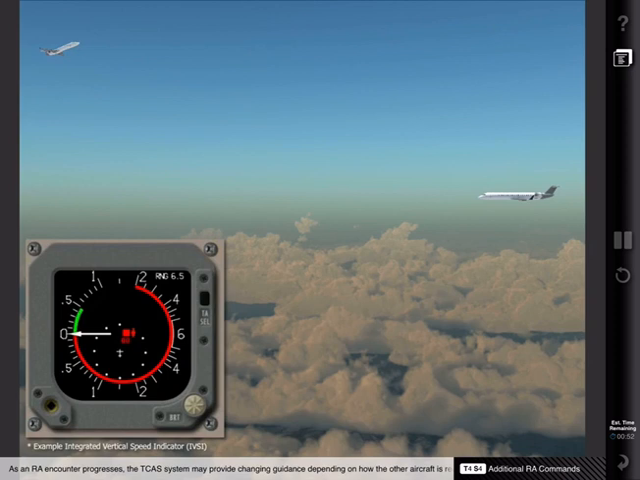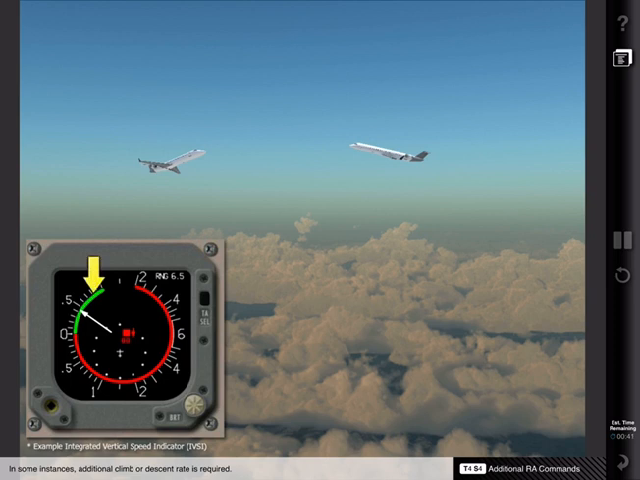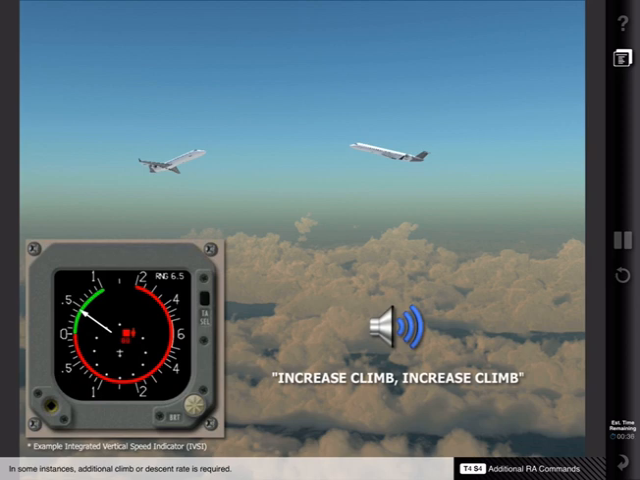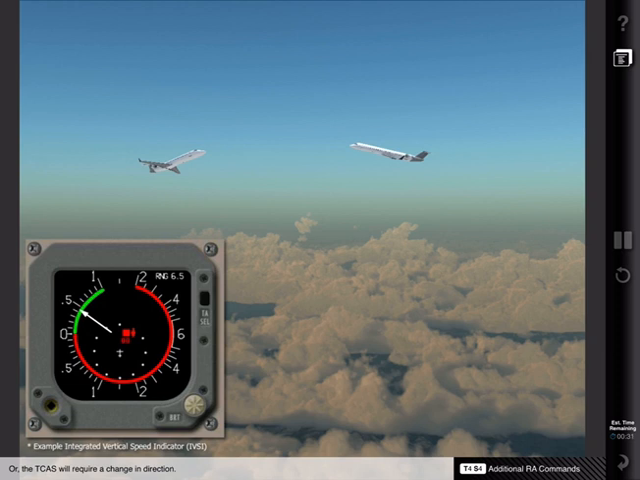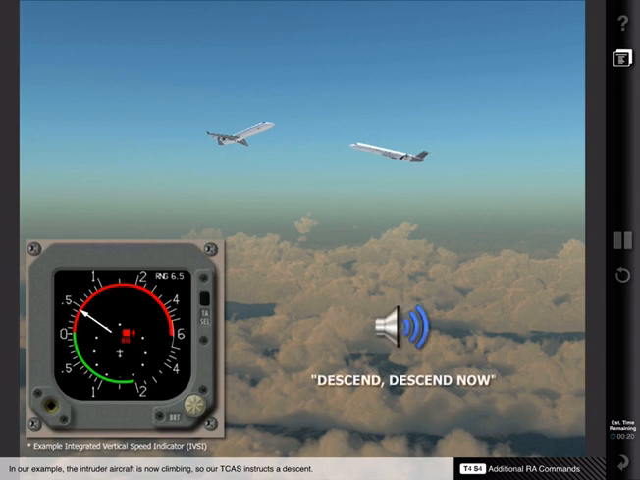As an RA encounter progresses, the TCAS system may provide changing guidance depending on how the other aircraft is reacting. In some instances, additional climb or descent rate is required. "Increase climb, increase climb." Or, the TCAS will require a change in direction. In our example, the intruder aircraft is now climbing, so our TCAS instructs a descent. "Descend, descend now, descend, descend now."